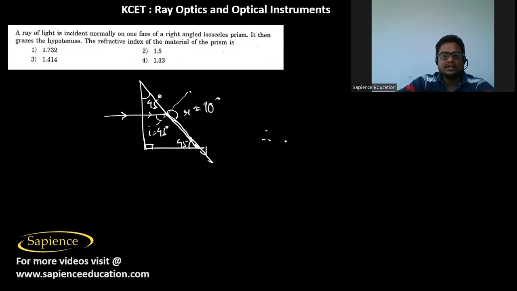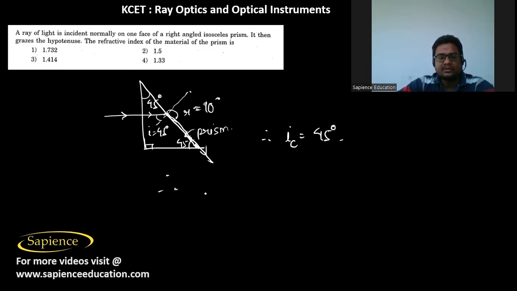Therefore this 45 degree is acting as the critical angle for this prism. So the critical angle IC is 45 degrees.